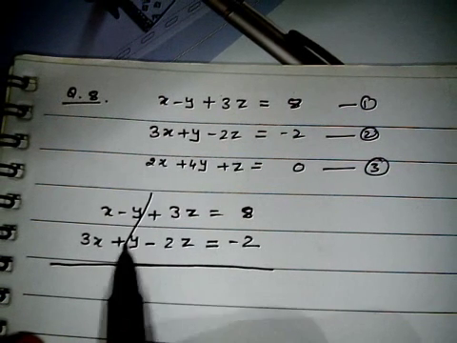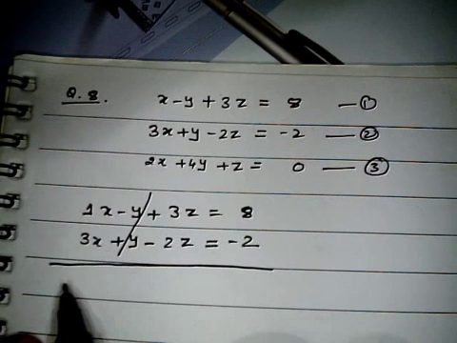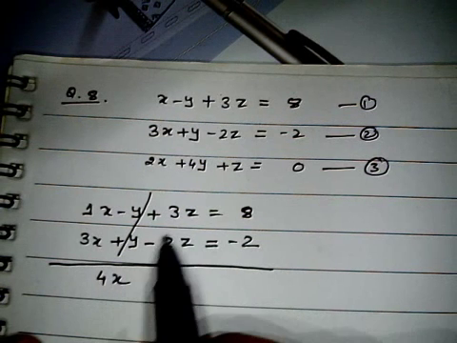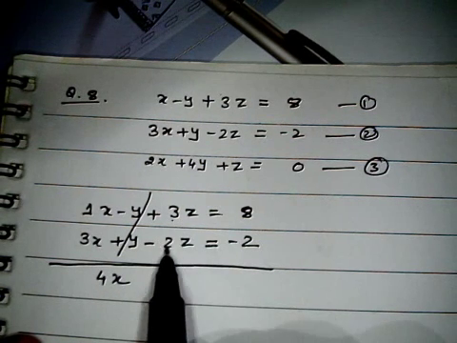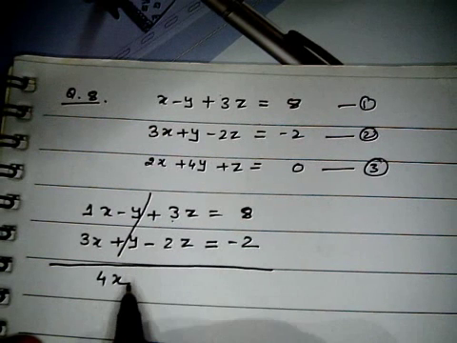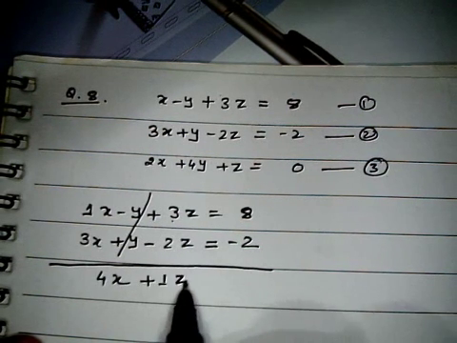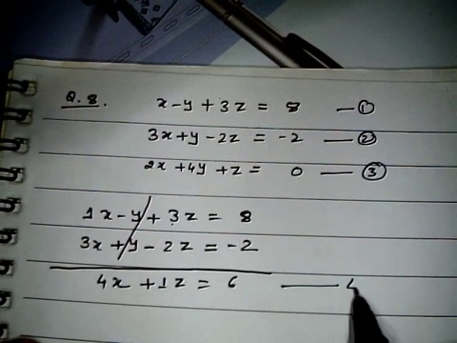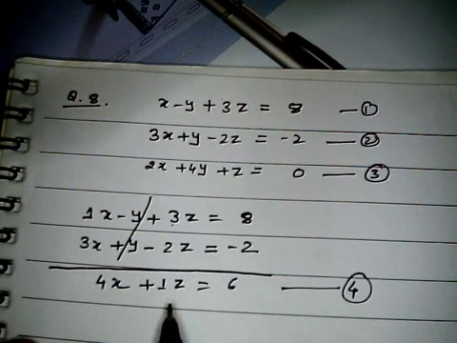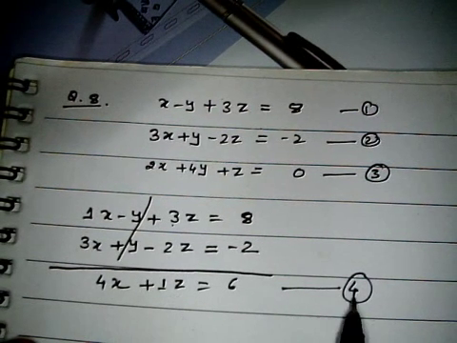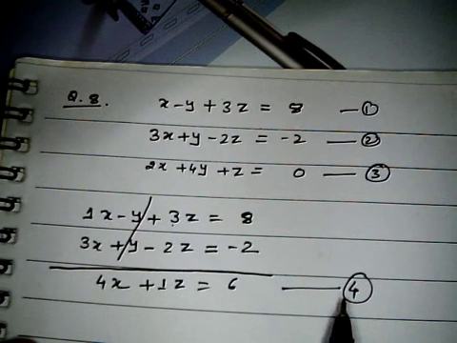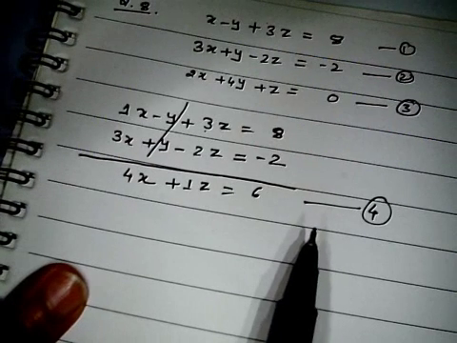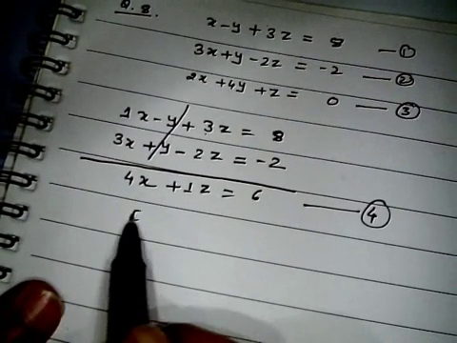Now before this x you can't see any number, it is going to be 1, so 1x plus 3x is going to be 4x. This is 3z and this is negative 2z, so what is going to come out is 1z, and 8 minus 2 is going to be 6. Now this equation contains two variables, x and z, so I have given this equation the name equation number 4. Now the second pair which I am going to take to eliminate y is the second equation and the third equation.